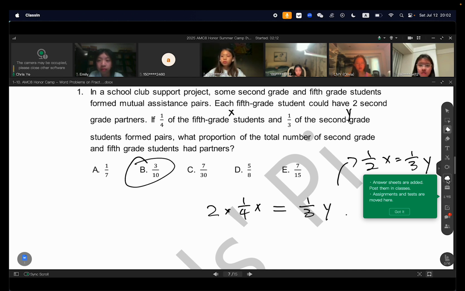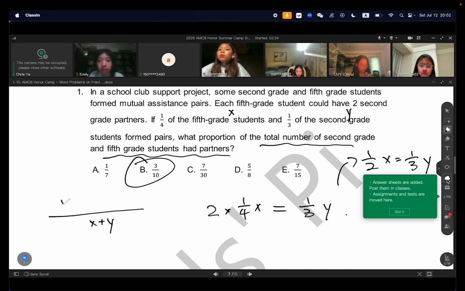It asked what proportion of the total number of 2nd grade and 5th grade students had partners. So the denominator is going to be x plus y since there are that many students in total, and the numerator will be 1/4 x plus 1/3 y. So again, let's move back onto this. Since we are asking for y, we can just have x is the same as 1/3 y times 2, equals 2/3 y.